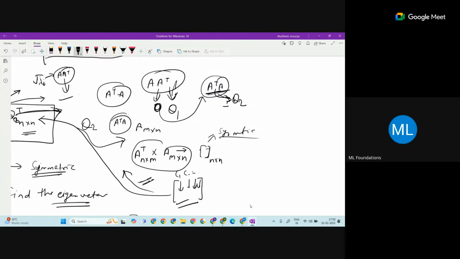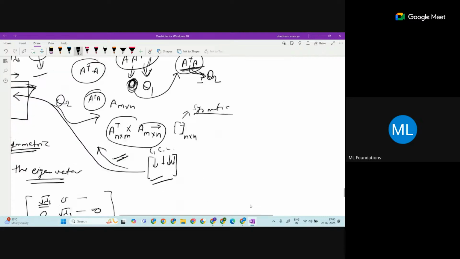If it is 0, then some of them may be 0 and some may be something else. A A transpose is of small size, and A transpose A is of big size. Then in the first one I'm getting zeros, and in the other one I could have a few additional eigenvalues. Is that what you're trying to say? Correct. So the question is, suppose it has some 0 eigenvalues.